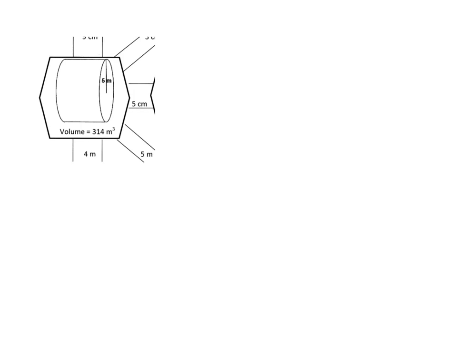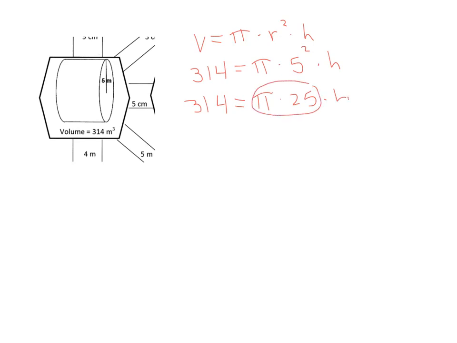Alright, same thing we've done before. Volume is equal to pi times radius squared times the height. Plugging in the information, we've got 314 is equal to pi times 5 squared times the height. 314 is equal to pi times 25 times the height. And now I'm going to do this part right here. Pi times 25 gives me 78.5.